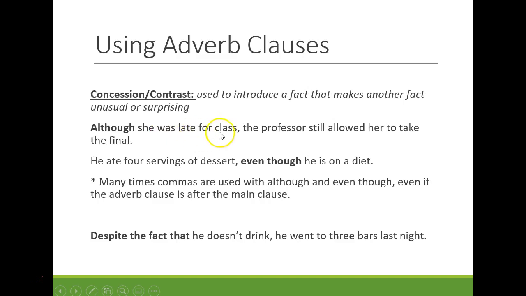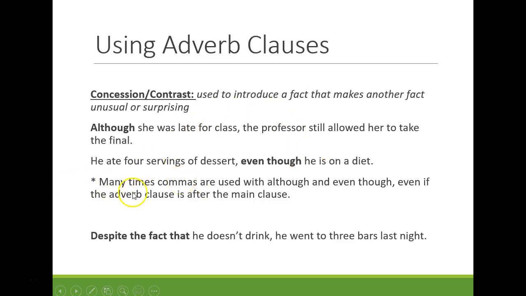Although she was late for class, the professor still allowed her to take the final. So here, it was a surprise, right? That the professor still allowed her to take the final. So we use although. He ate 4 servings of dessert, even though he is on a diet. So again, it shows a surprise, a contrast.